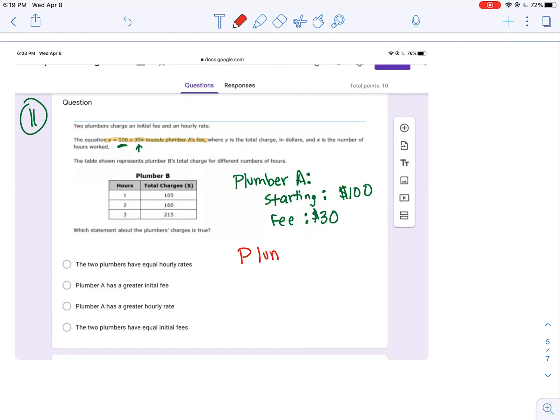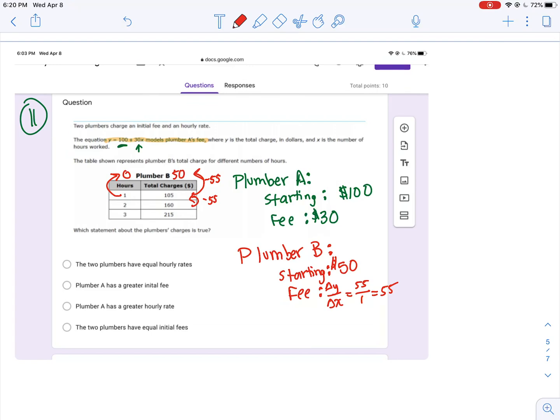Plumber B, which gives us the information from the table, its starting value would be what my y value is when x is 0. So let's go back in my patterns here. In order to go from 160 to 105, I need to subtract 55. So I'm going to subtract 55 again here in my table. 105 minus 55 gives me 50. So plumber B's starting value is $50 and its fee, which is triangle y over triangle x, is 55 over 1, or just 55.